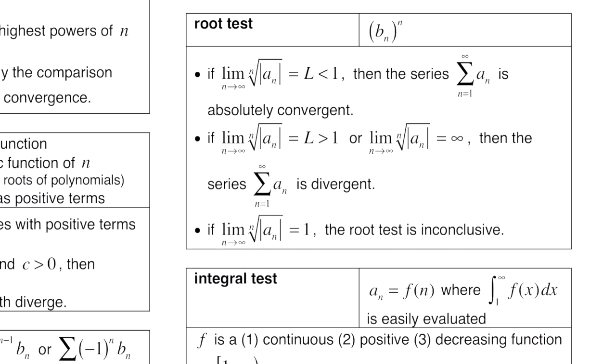For the root test, it would be something of the form where you have a power of n. You take the limit as n goes to infinity of the nth root of the absolute value of the formula. You get L. If L is less than 1, then the series is absolutely convergent. If L is greater than 1 or equal to infinity, then the series is divergent. And if you get 1, the root test is inconclusive, so you'll use a different test.